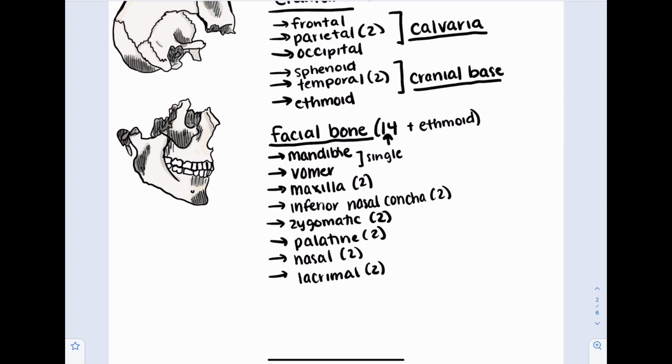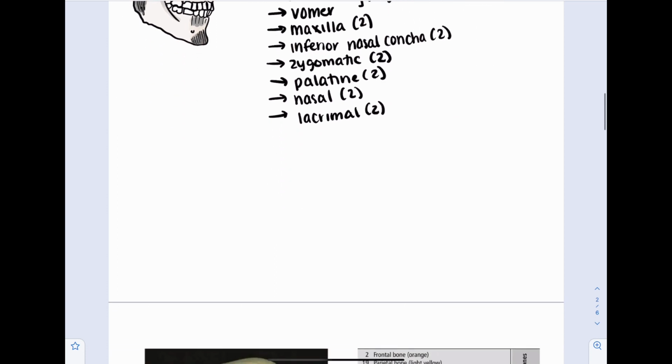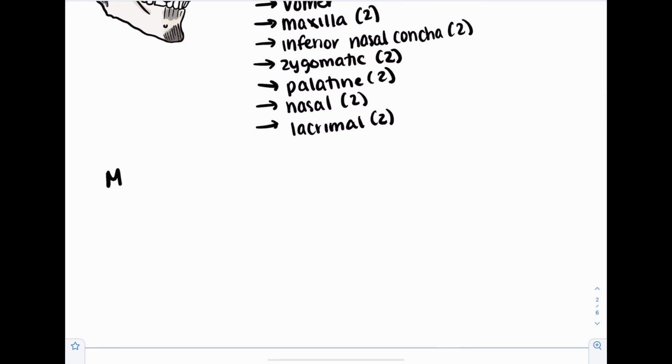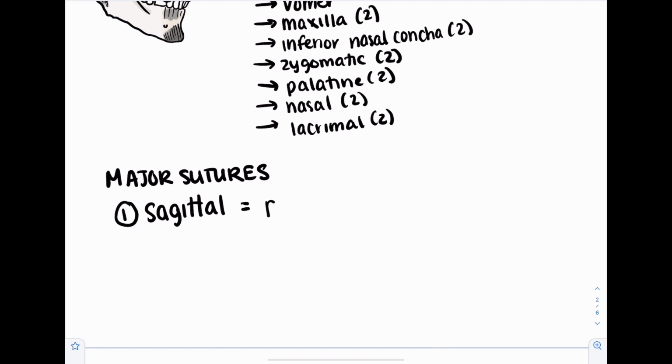All of the bones of the skull are joined by interlocking fibrous joints called sutures, except for the mandible. So here's where the mandible is, and that's where we have our TMJ. The 4 largest sutures, or major sutures, so let's talk about the major sutures. First one is going to be the sagittal suture, and this is where the parietal bones meet in the middle.